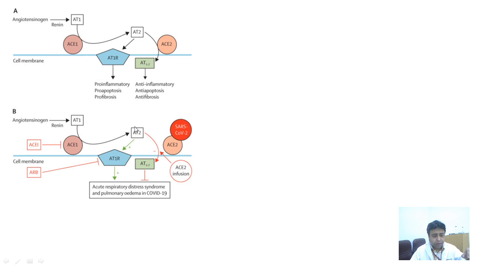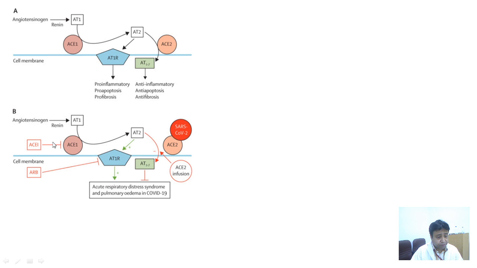Now conceptually, if you ask me which one is the better agent to control blood pressure, it has been found that ARBs, or angiotensin receptor blockers, are superior in preventing the hypertensive effects of these pathways as compared to the ACE inhibitors. The reason is that there are a few non-ACE1 pathways that can also convert angiotensin 1 to angiotensin 2. In other words, you need not necessarily be dependent on angiotensin converting enzyme type 1 to convert angiotensin 1 to angiotensin 2. There are other ancillary pathways that produce angiotensin 2 from angiotensin 1.